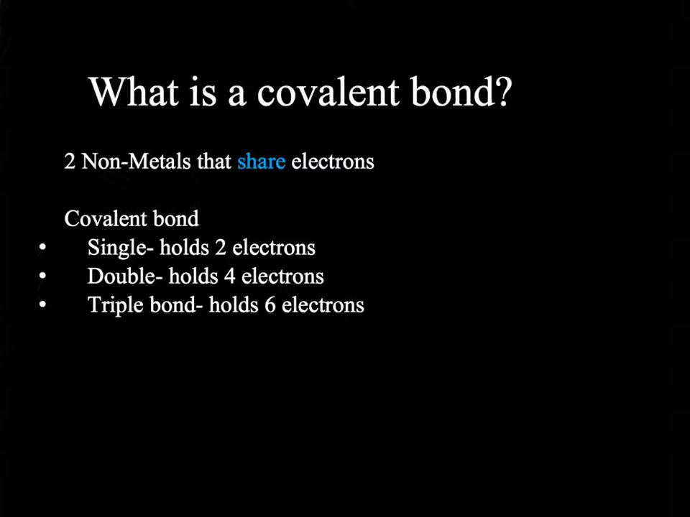So what is a covalent bond? A covalent bond only occurs between two nonmetals that basically share their electrons. All right, so the key thing here is that they're sharing their electrons. A covalent bond can be single, and that just means that it holds 2 electrons. If it's double, it holds 4 electrons, and if it is a triple bond, it holds 6 electrons.